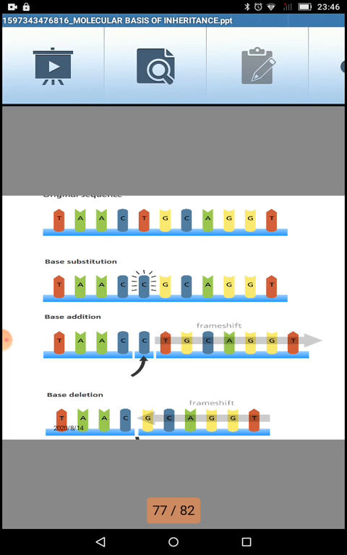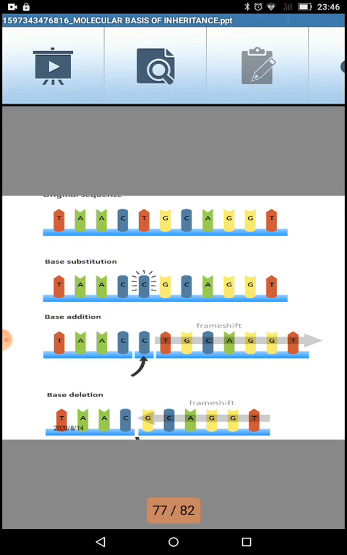So point mutation means when there is a change in one base pair. Point mutation can be of two types, either insertion or deletion. One base pair inserted, so insertion mutation. One base pair deleted, then it is called deletion. And in both cases, what is happening? The whole reading frame of the codons gets disturbed. So this is what I have tried to explain to you with the codons.